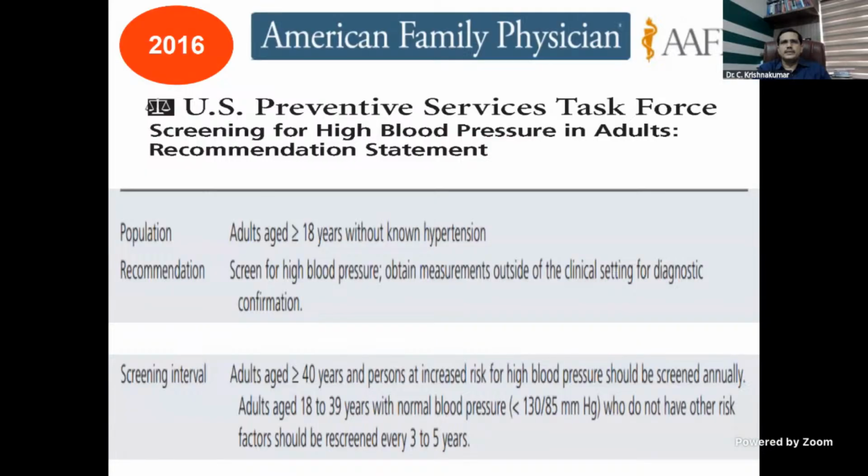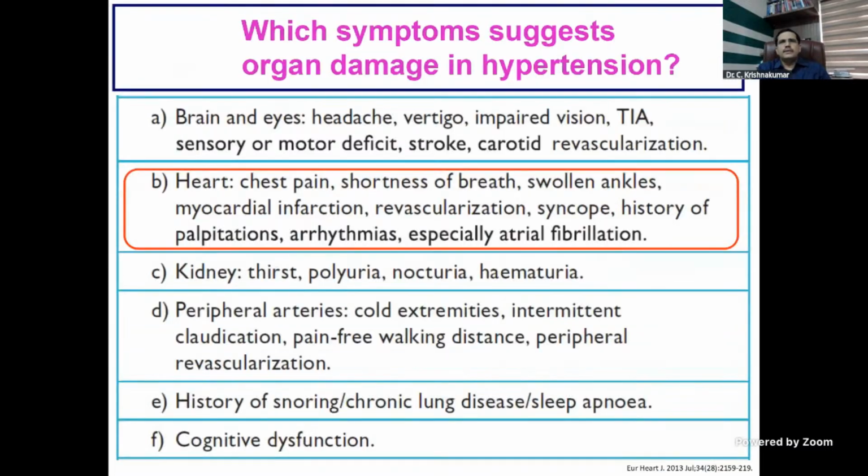The American Academy of Family Physicians, that is AAFP, has shown that a population above 18 without known hypertension should be recommended for screening. When patients above 18 are arriving at college, they have to be screened for blood pressure measurement. At the age of 18, all adults should be screened. Adults more than 40 years, or at increased risk of high blood pressure, should be screened annually. Those aged between 18 and 39 with normal BP who do not have other risk factors should be screened every 3 to 5 years. So people at risk should be screened annually, and people not at risk with normal BPs should be screened every 3 to 5 years.